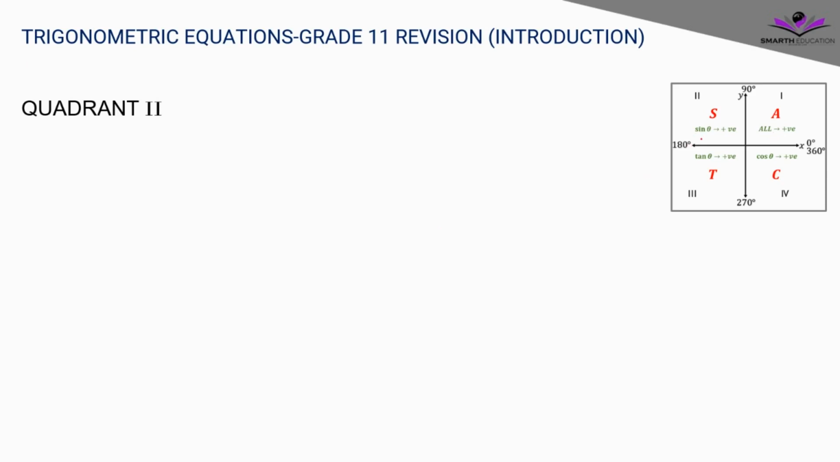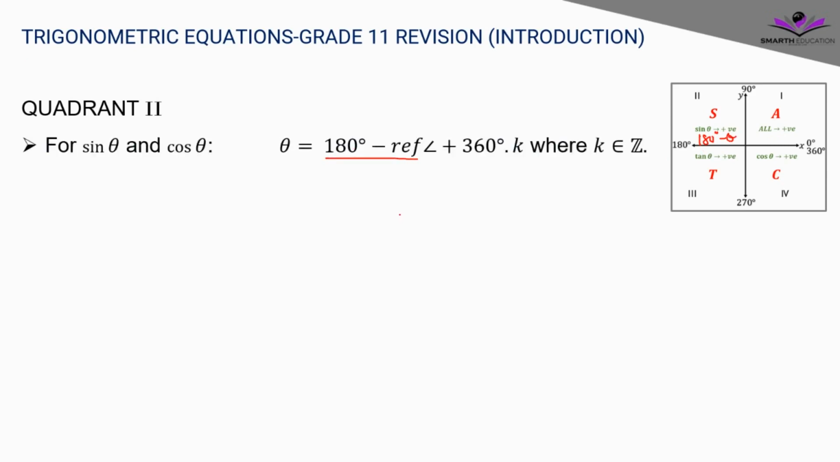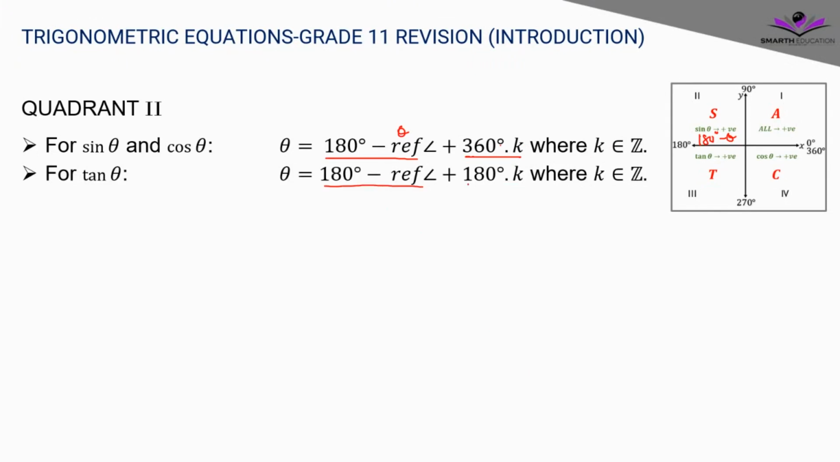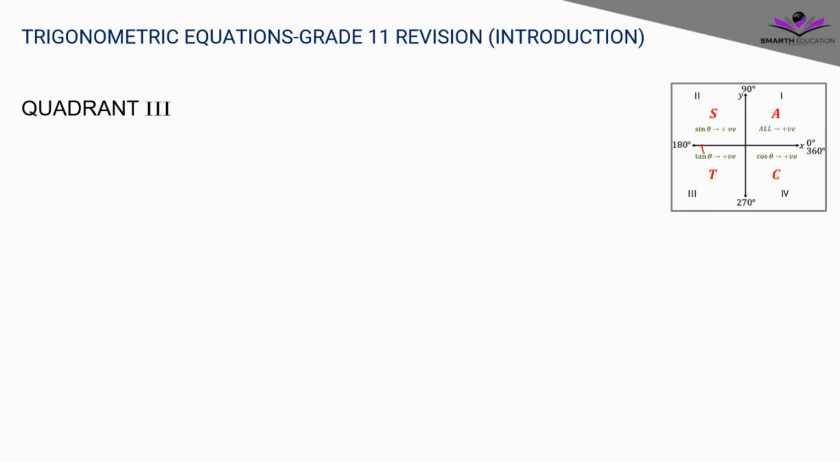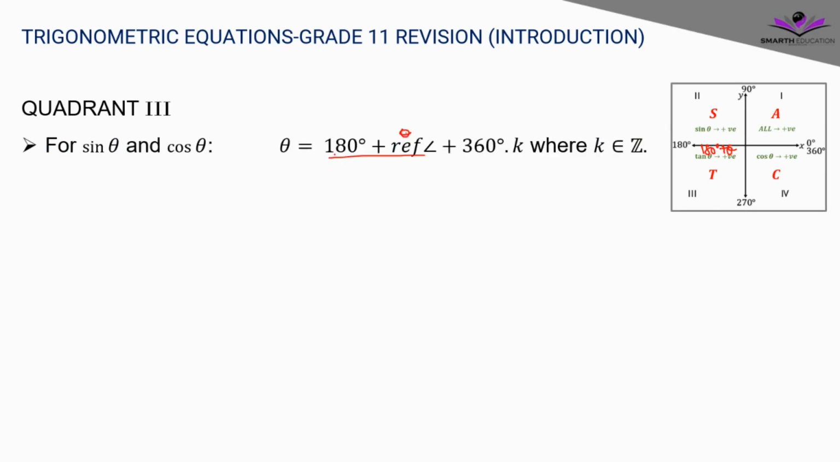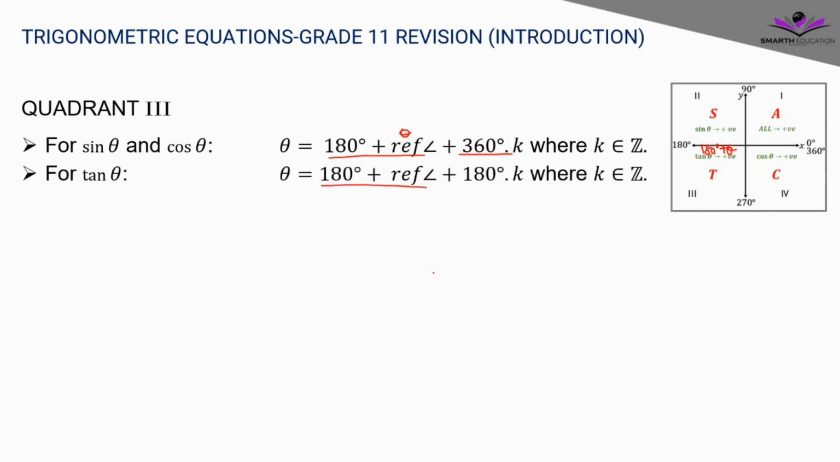Quadrant 2, remember quadrant 2 is 180 degrees minus theta. So how is it going to be? For sine theta, it is 180 degrees minus reference angle, plus 360 degrees times k, where k is an integer. And then for tan theta, it will still be 180 degrees minus your reference angle, plus 180 degrees times k, where k is an integer. Then quadrant 3, remember quadrant 3 is 180 degrees plus theta. So how is it going to be? For sine theta and cos theta, it will be 180 degrees plus reference angle, then plus 360 times k, where k is an integer. And then for tan theta, it will be 180 degrees plus reference angle, then plus 180 degrees times k, where k is an integer.